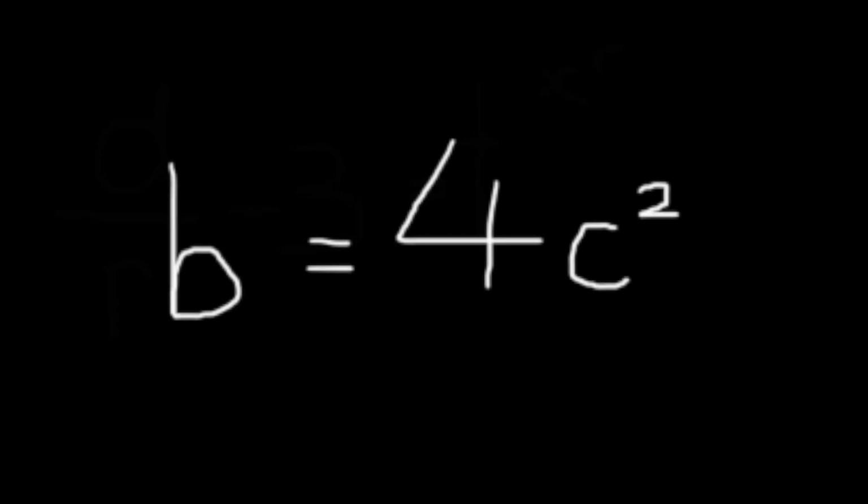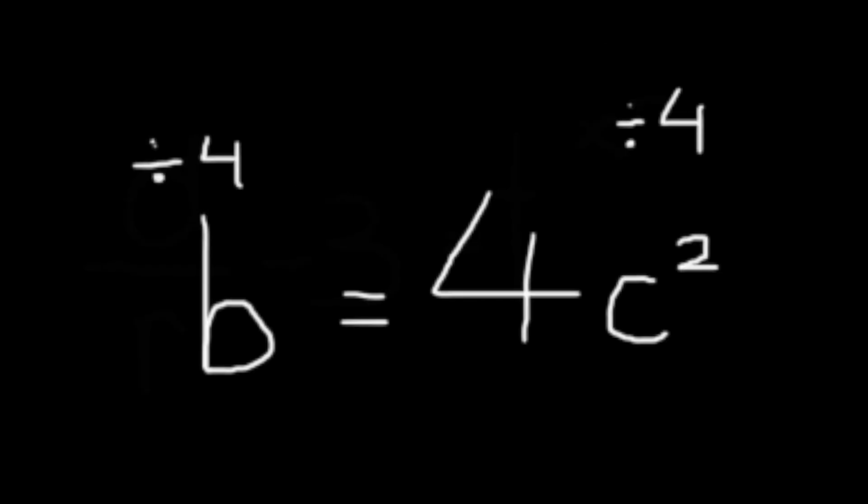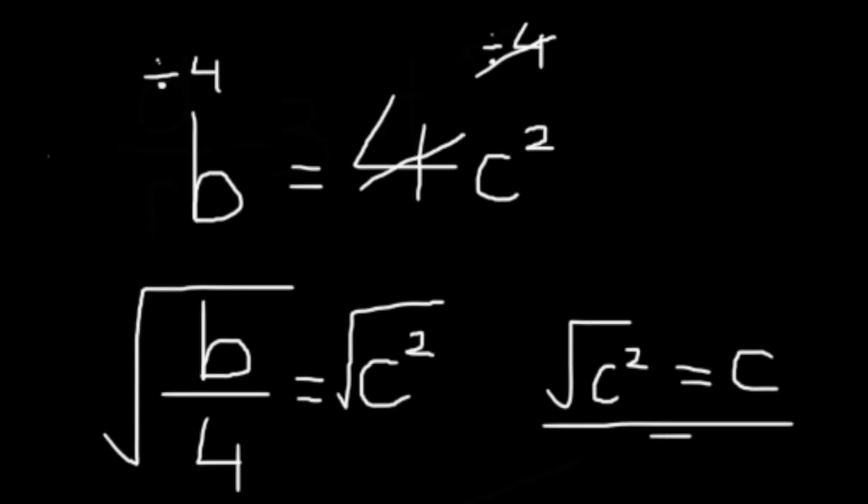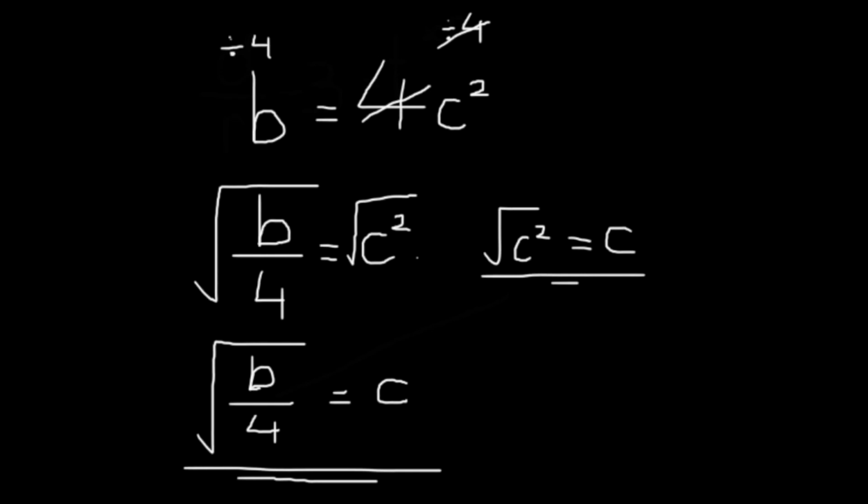Let's do another equation where b equals 4c squared, and make c the subject. First we divide both sides by 4 to make b divided by 4 equals c squared. Now to get a single c, we must do the opposite of squaring, which is square rooting. We square root both sides so that c squared becomes c, so that leaves us with the square root of b divided by 4 equals c.